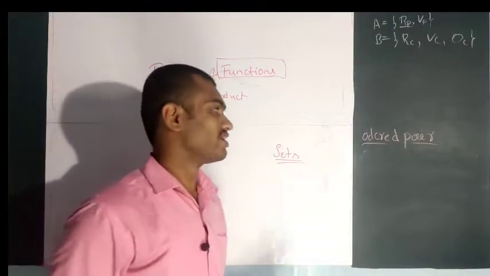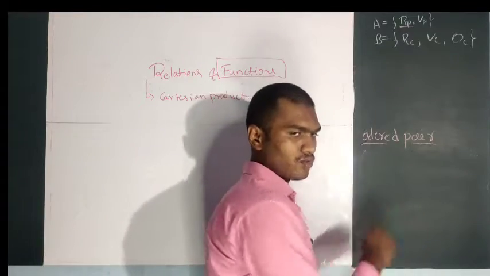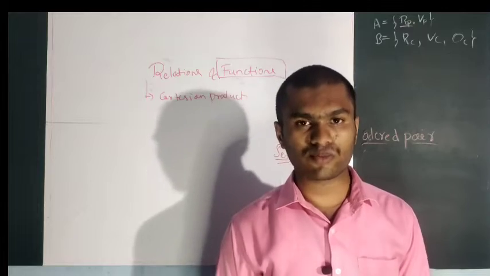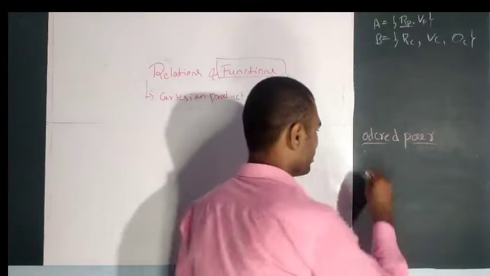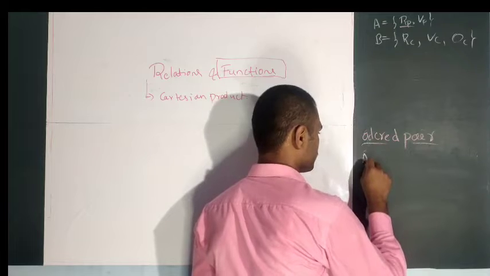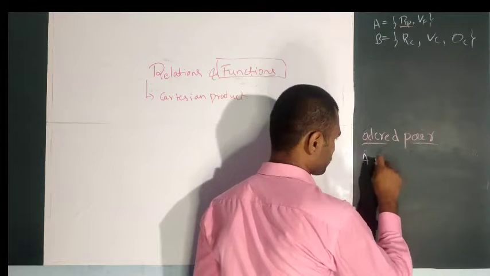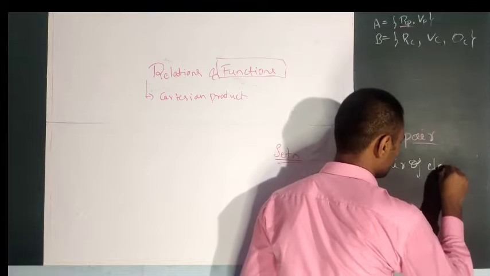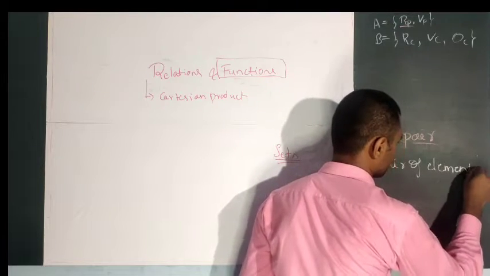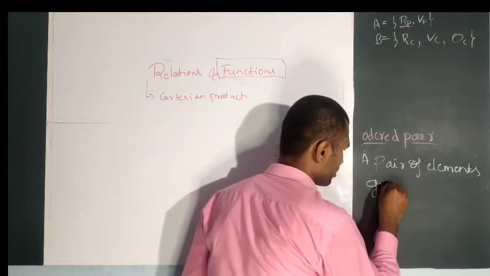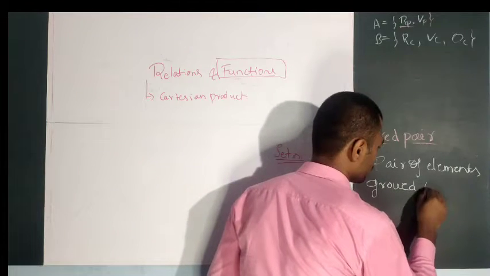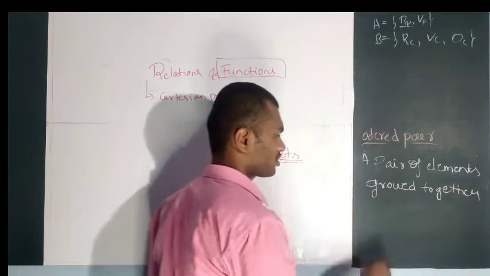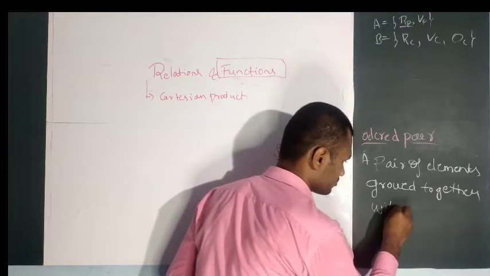To pair them, I need to define an ordered pair. What is an ordered pair? A pair of elements grouped together in a particular order.